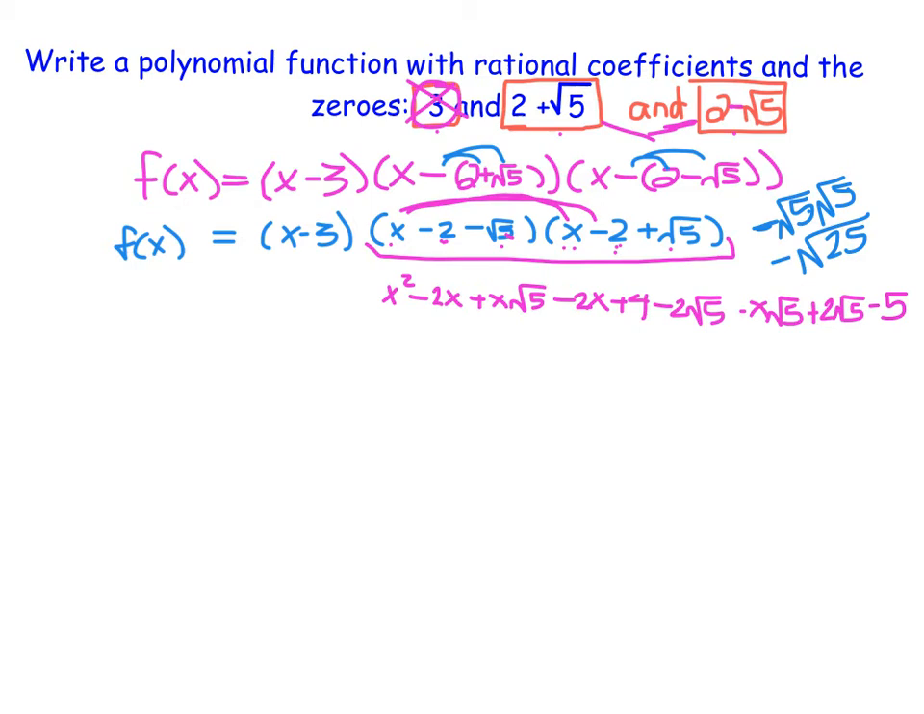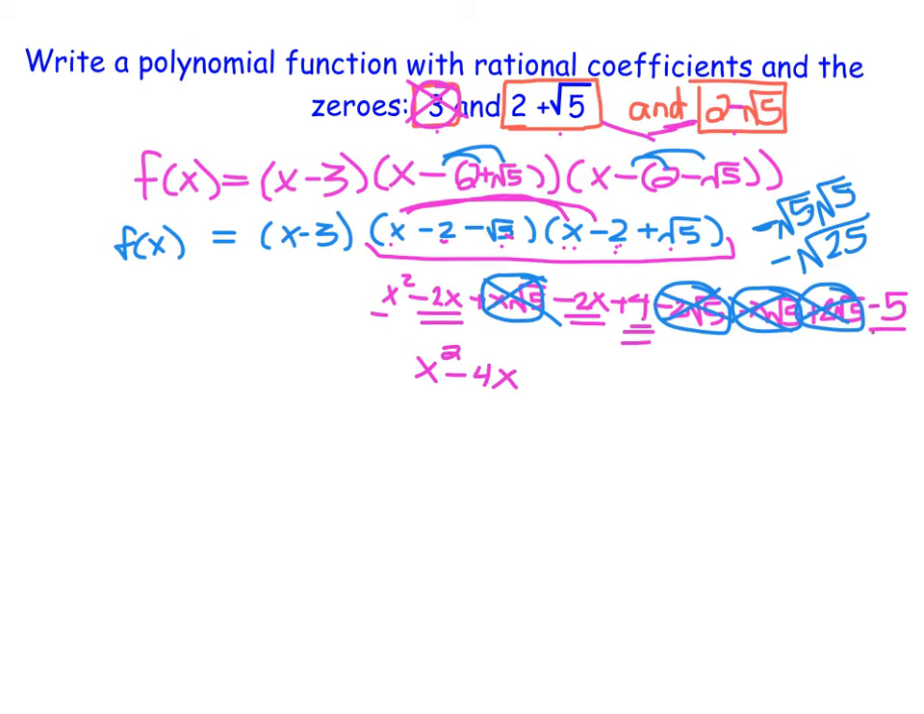Now if I look at this, what I notice is I have a lot of opposites in here that cancel out. I have a plus x times the square root of 5 and a minus x times the square root of 5, so those cancel out. I have a minus 2 square roots of 5 and a plus 2 square roots of 5, so those cancel out. So all I'm really left with as I combine my like terms is x squared, then minus 4x, minus 1. What's really kind of cool about those conjugate zeros is that they eventually cancel out those square roots as you work backwards and try to find the equation.